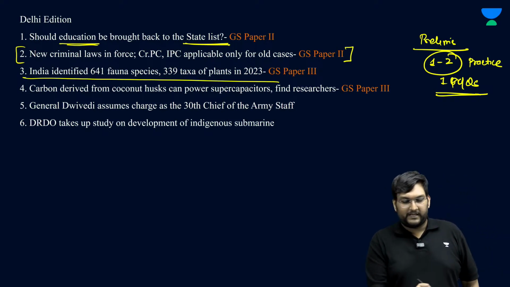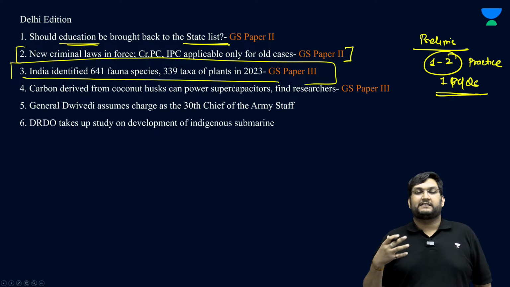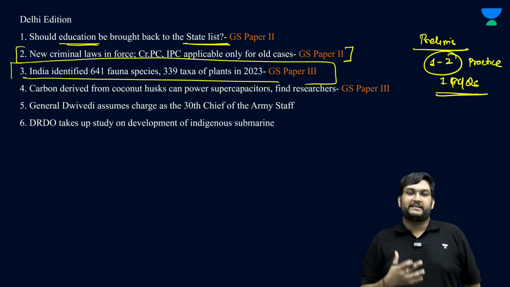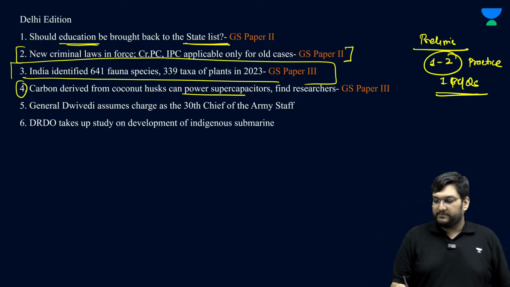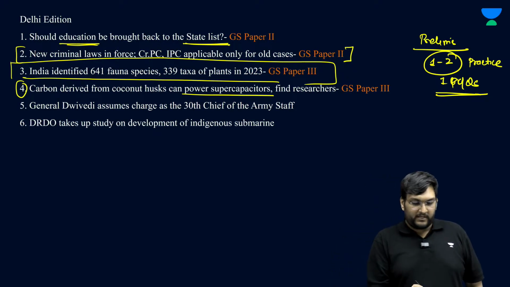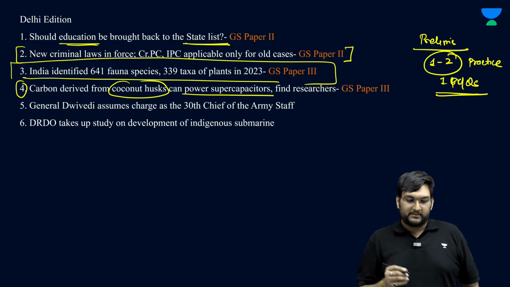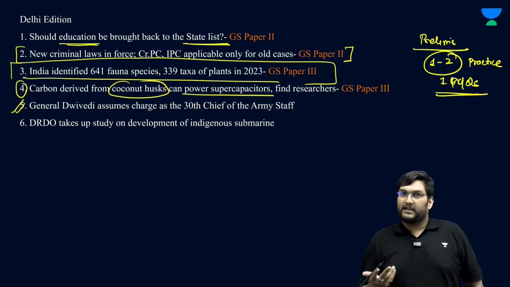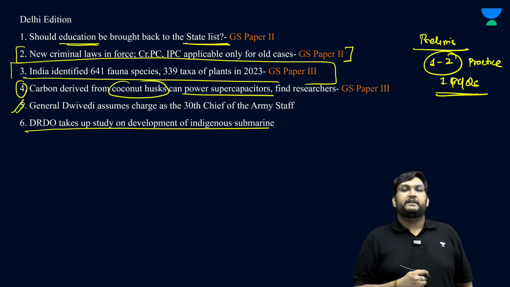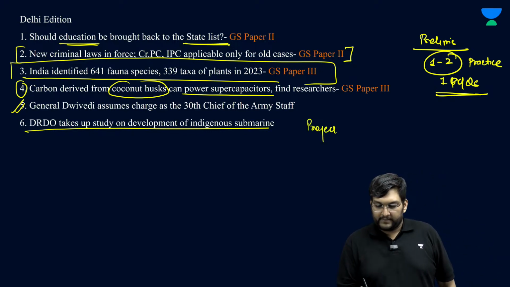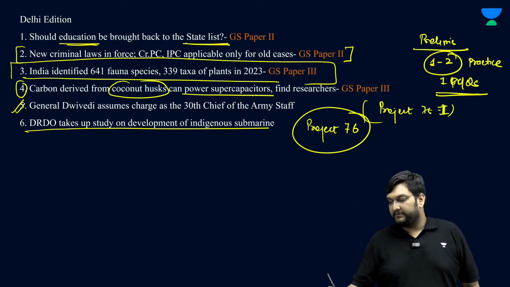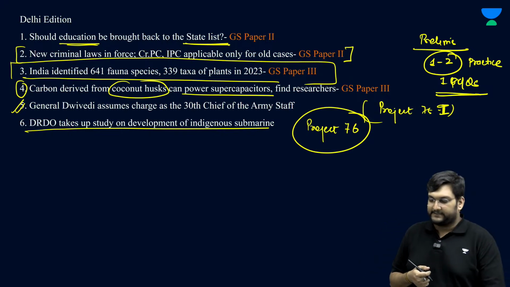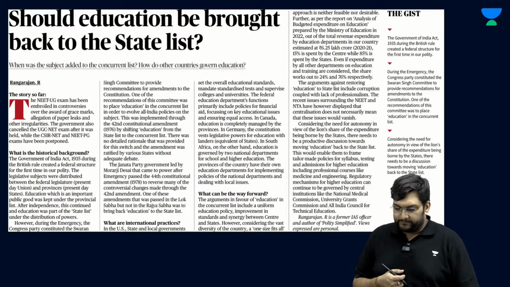Then a very encouraging development with regards to a report which has come on taxa. Taxa means entities of flora and fauna which India has added, and multiple new species have been found in India. Then a science and technology based supercapacitor concept, but also something as a byproduct which can be used to make supercapacitors. Then a transfer of power within the army, and last but not the least, submarine technology and DRDO Project 76 we'll discuss. As of right now we are at Project 75I. We will discuss what is this concept of 75I, and then what is Project 76. With this, let's start our first topic.